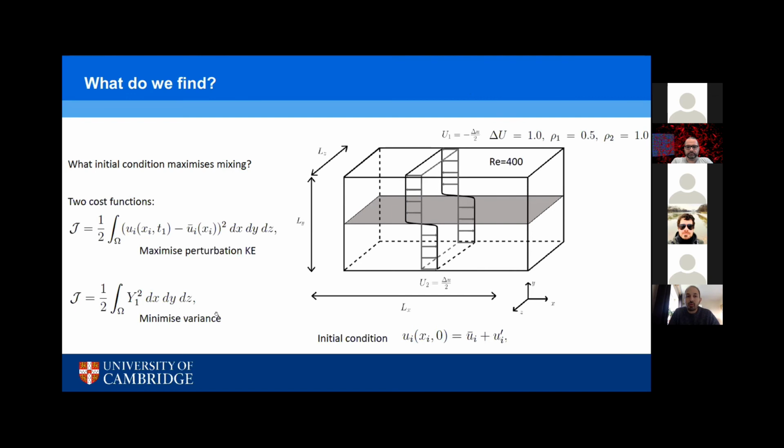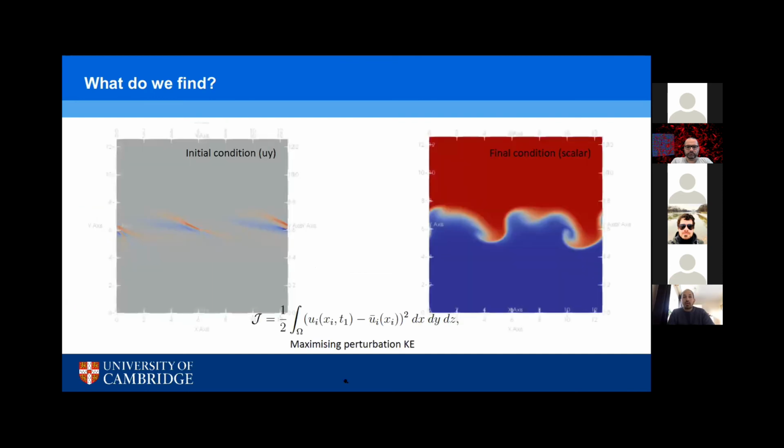And what we're going to do is now use the adjoint gradients that we calculated, fix it within a steepest descent or a conjugate gradient algorithm, and see what we get. What kind of structures and initial conditions do we get? So what do we find? First of all, let's consider the case with maximum perturbation kinetic energy. So this is what we get. So when we are maximizing, our objective here is to maximize the perturbation kinetic energy.